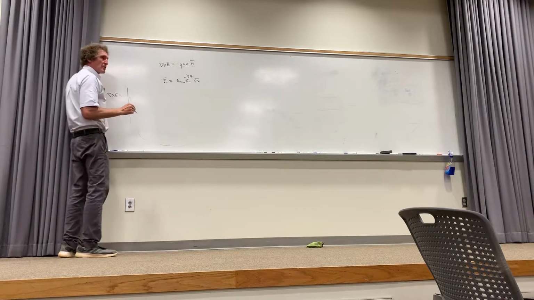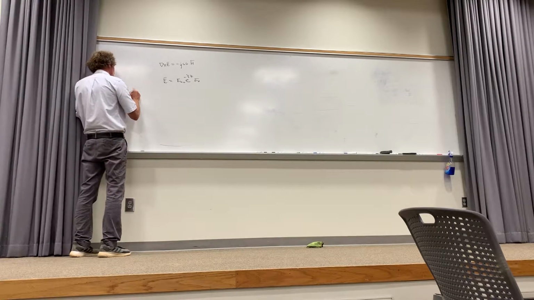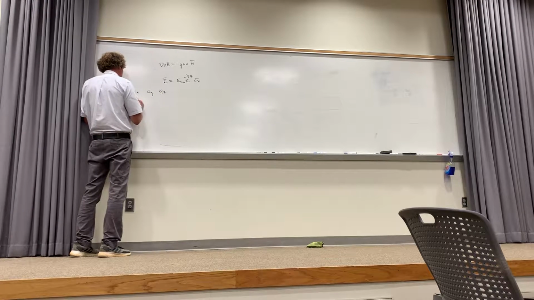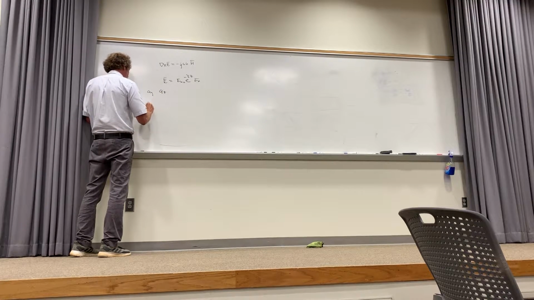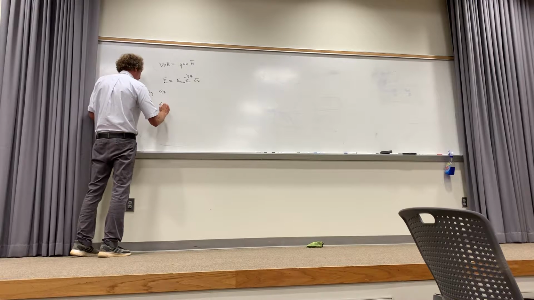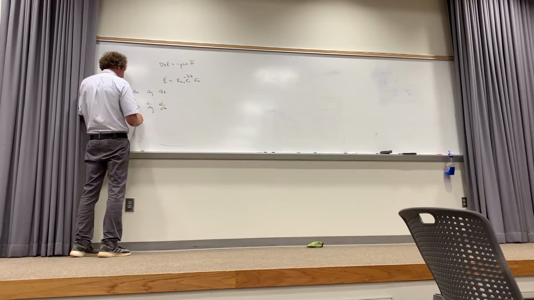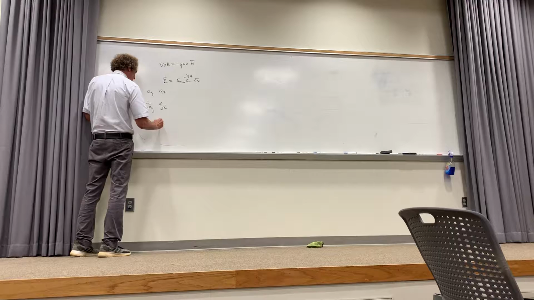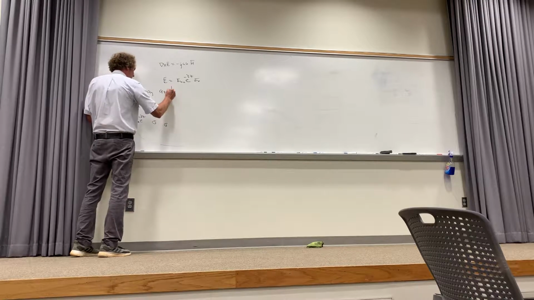Well, the curl of E, you can do it a couple ways. I like to determine it. AX, AY, AZ, DDX, DDY, DDZ, and then the values. This is EX. It has a form of EX0 e to the minus gamma z. EY is 0, EZ is 0.